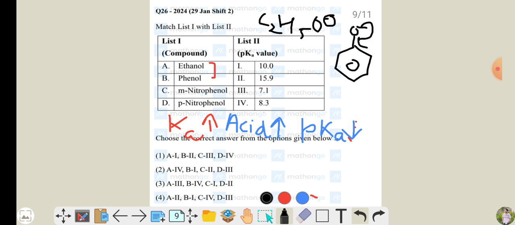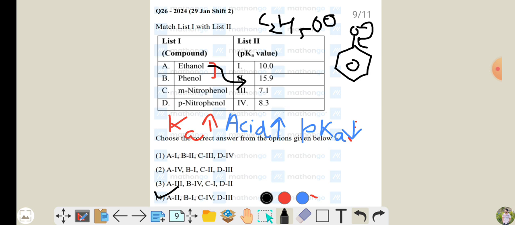So between ethanol and phenol, which will be more stable? Obviously its conjugate base is more stable, which means phenol is more acidic than ethanol. So definitely ethanol is the least acidic. Least acidic means pK will be very high, because if the acid is weaker, pK is higher. So simple, the answer for A will be 2. If you connect A with 2, which option do you get? All the other options get cancelled, only the fourth option remains.